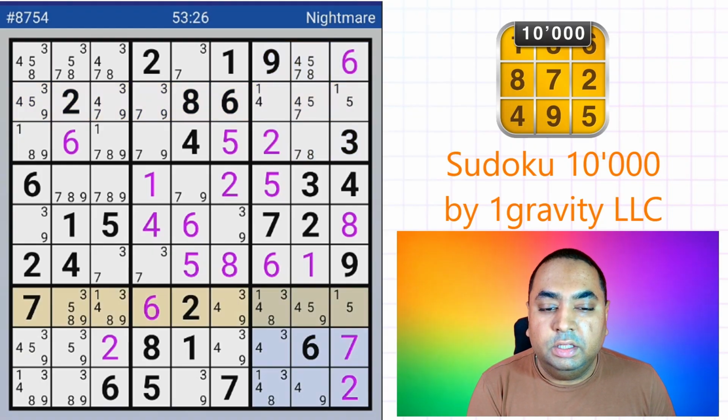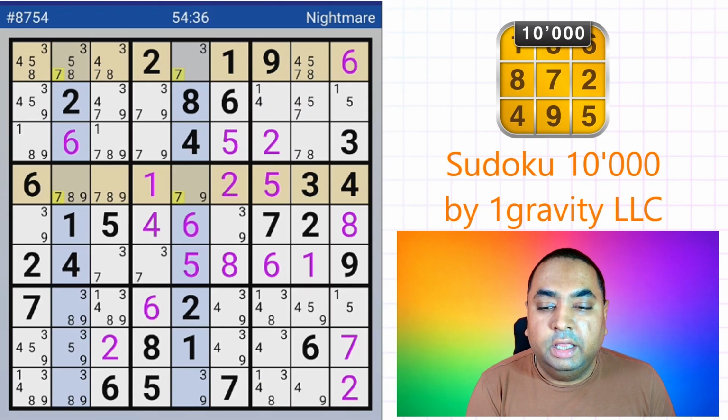Now again you see there is a pointing pair technique for block 9 and row 7. So you can see number 5. Number 5 can be removed in the rest of the row. So now we will go for the next step.